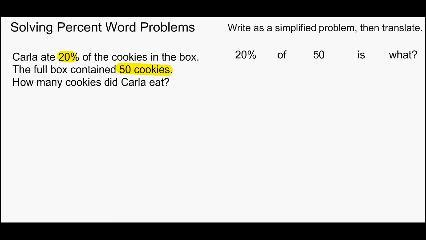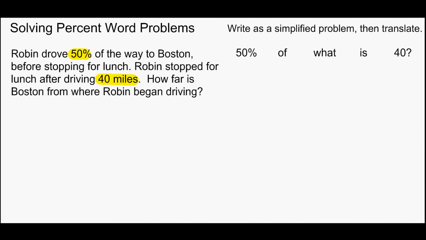Then we translate. 20% times 50 equals A. We'll change our percent into the decimal form. 20 hundredths times 50 equals A. After multiplying, we get the answer 10. Carla ate 10 cookies.